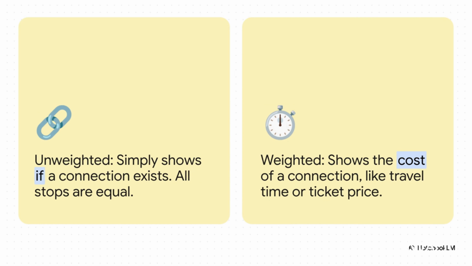And this next part is where our map gets really smart. See, an unweighted graph just says, yep, a connection exists. That's it. But a weighted graph tells you the cost of that connection. For our subway, that weight could be the travel time, right? Or maybe the price of the ticket. This is so important because it's how an app knows that a route with 5 stops might actually be way faster than a route with only 2.